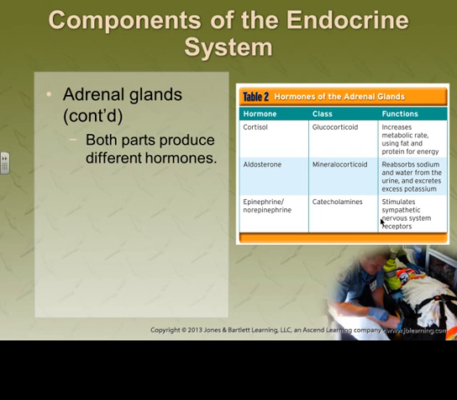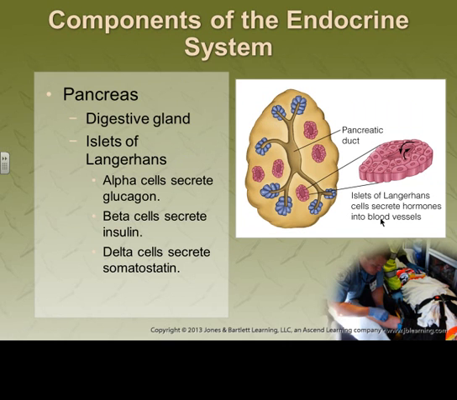Your aldosterone is part of the renin-angiotensin-aldosterone deal there, where it helps with water absorption and excretion, helps with your fluid balance. And then, of course, your epi, your norepi, we know what those do.